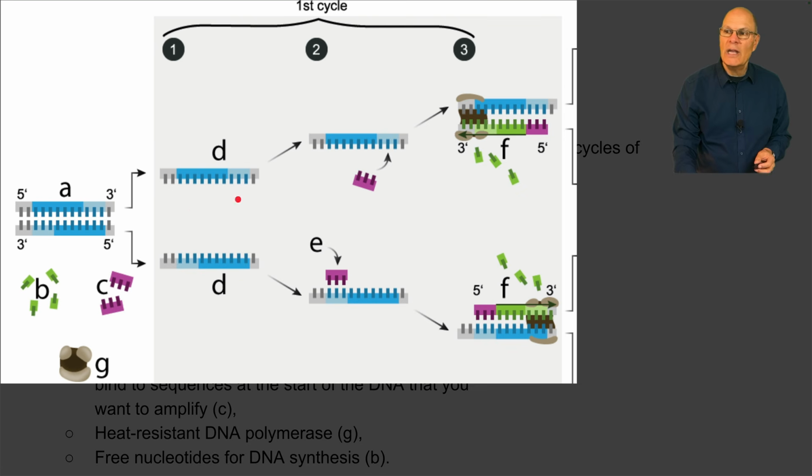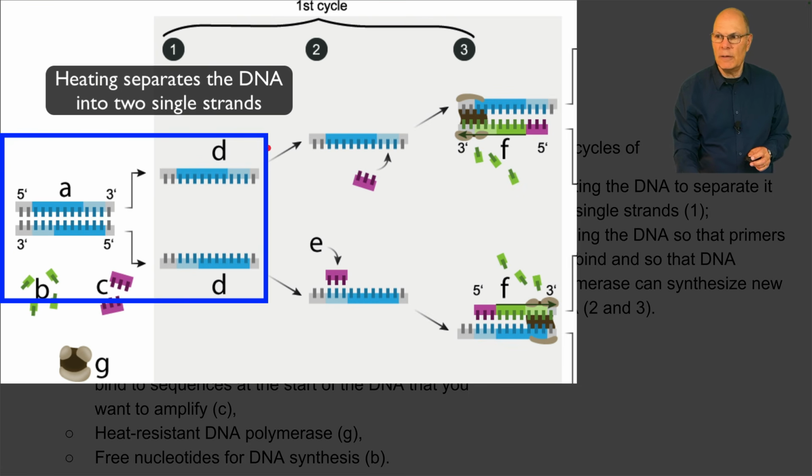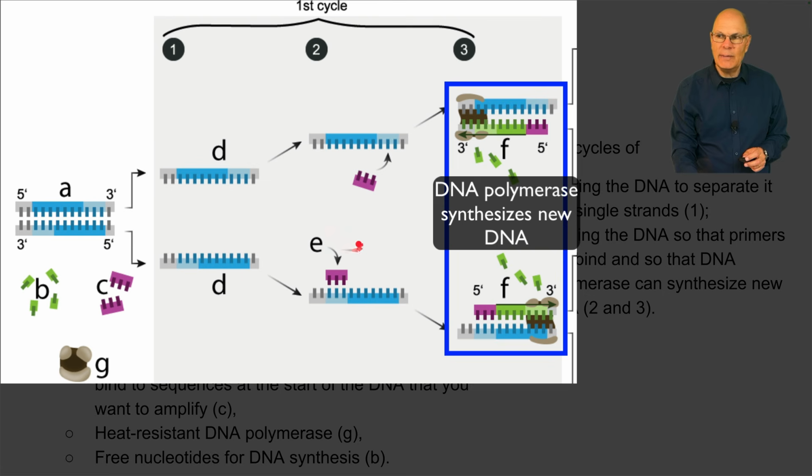How does it work? It involves repeated cycles of heating the DNA to separate it into different strands. So here's the DNA. You heat it, you break those hydrogen bonds, and now you've separated it into single strands. That's step one over here. Then you cool the DNA enough so that primers can bind to it, and so that DNA polymerase can synthesize new DNA. That's shown at 2 and it's shown at 3.